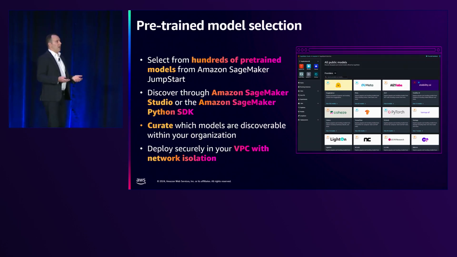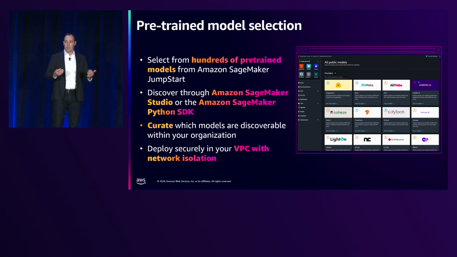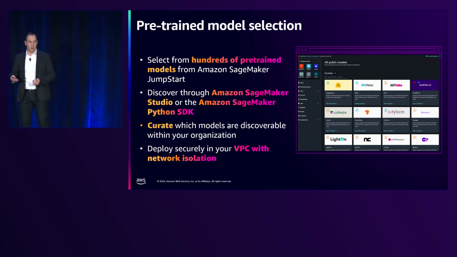And then lastly, all these models are actually being deployed from AWS infrastructure. And that means you can deploy them in sensitive environments, or you can deploy them into your VPC with network isolation, which is important if you're operating with sensitive data or sensitive environments.